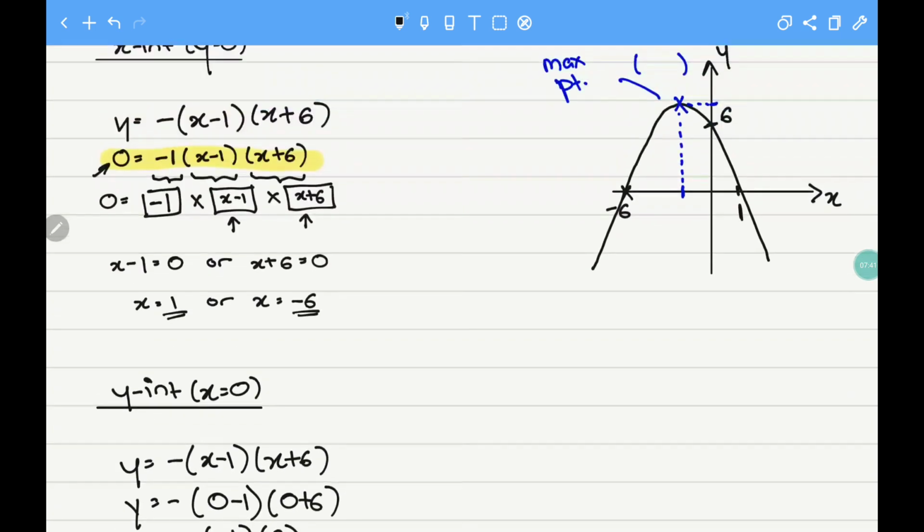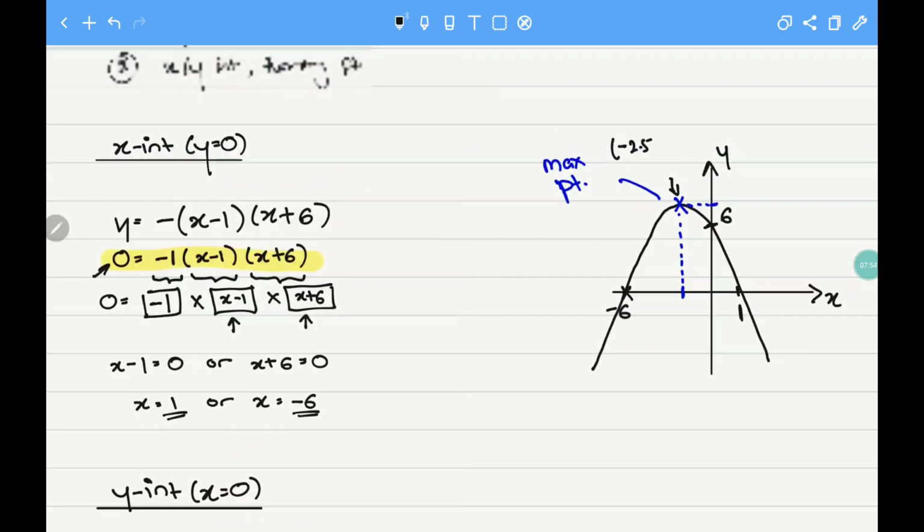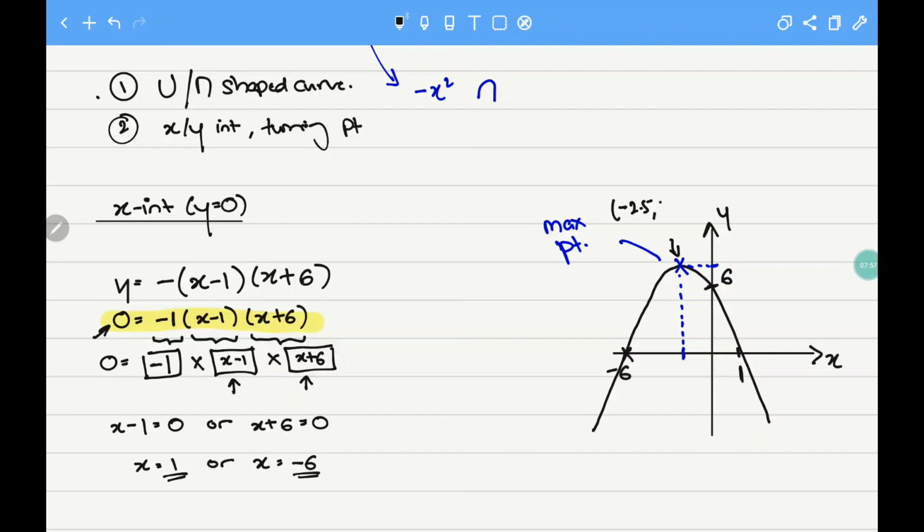Let's label that point in your graph. So you have this point here. This is your negative 2.5 and 12.25. Done.